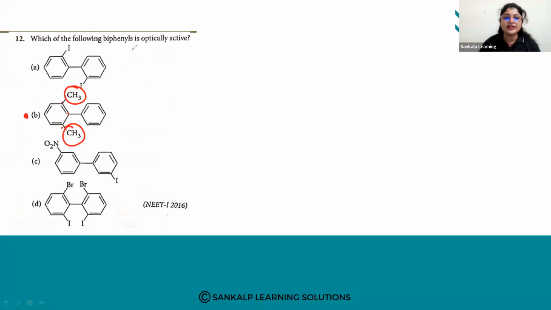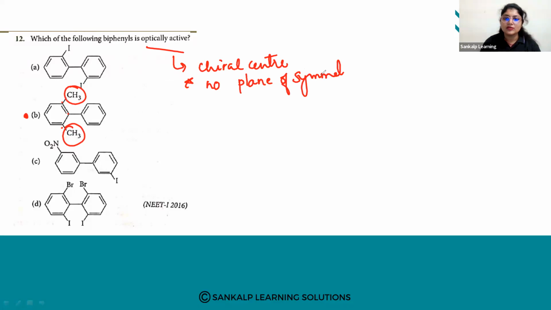So is there any plane of symmetry? Remember what optically active means: they have a chiral center, and there should be no plane of symmetry. Now if I put this here, is there a plane of symmetry? Yes, there is a plane of symmetry. Plane of symmetry means if I put a mirror here, this half molecule will be equal to the other half molecule, right?